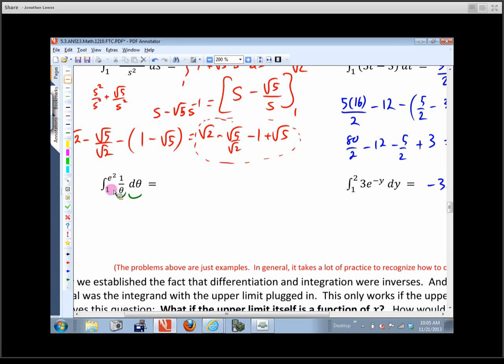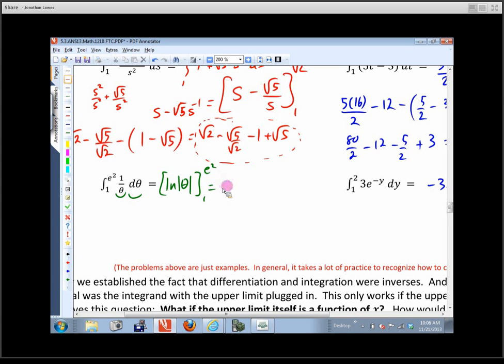Okay, so we need an antiderivative here. So I need an antiderivative of 1 over theta. Can I use the power rule on this one? Or the anti-power rule on this one? Nope. Okay. What is the antiderivative of 1 over theta? We're going to do ln of theta. Technically, we'd need absolute value on this, and then we'd evaluate from 1 to e squared. I don't really need it on this one because the interval that we're interested in is all positive, so it's not that big a deal.